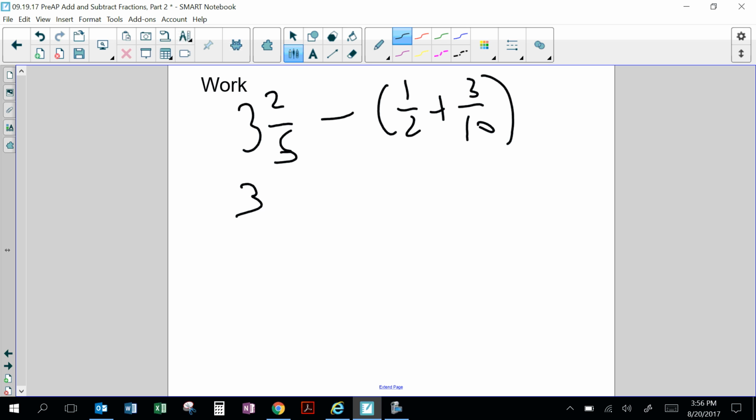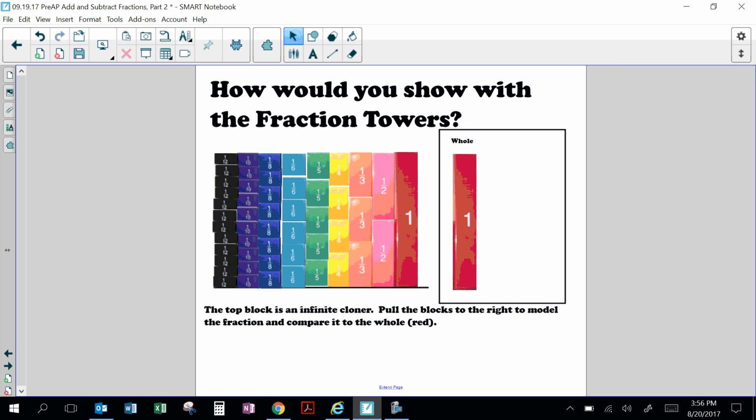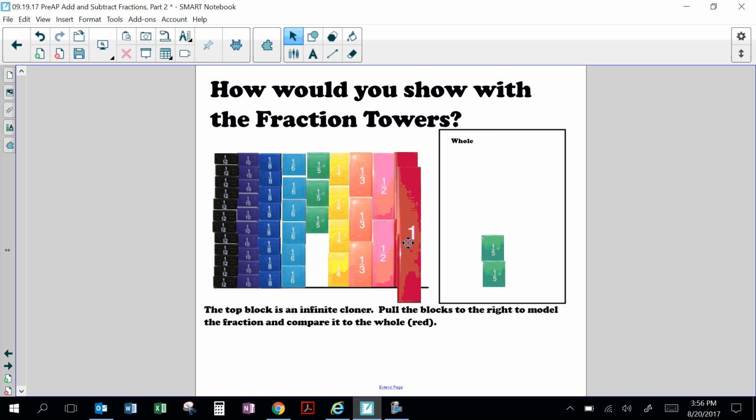So is there a way I can rename 2/5, 1/2, and 3/10? What denominator do they all share in common? I believe, if I'm not mistaken, tenths. 1/5 is equivalent to 4/10. 1/2 is equivalent to 5/10. And 3/10 is just 3/10.